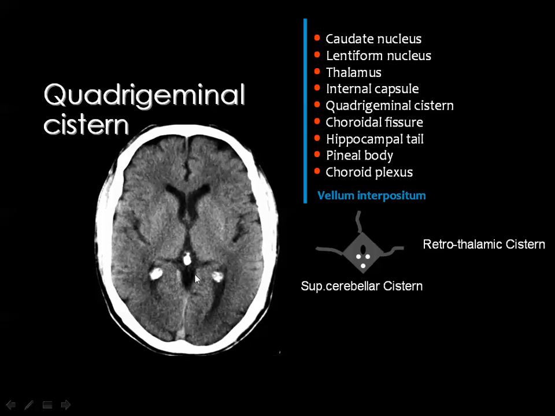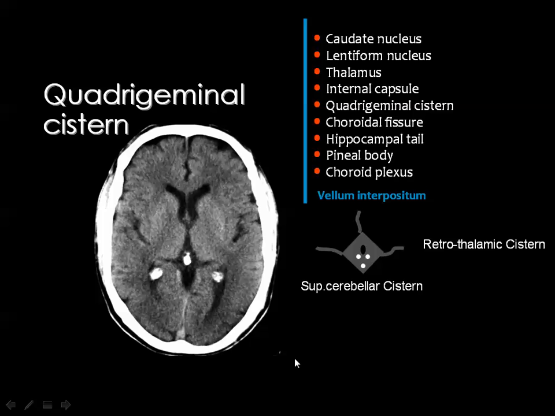It contains four structures. This calcified one is the pineal body, and posterior to it are two internal cerebral veins and also the vein of Galen. The three calcified structures seen on the CT scan are the choroid plexus in the ventricle, responsible for CSF production, and the pineal body. Two choroid plexus and the pineal body. These are physiologic calcifications, occurring in every adult.